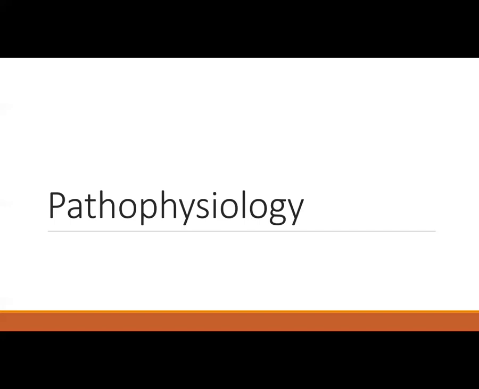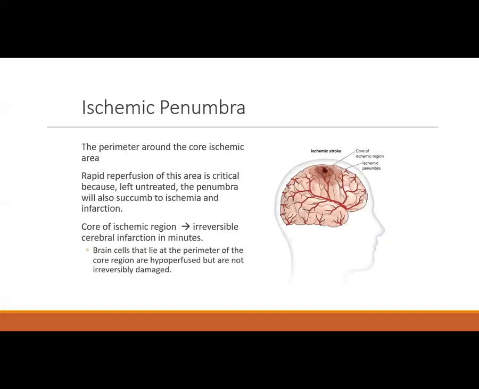We're going to focus on some of our ischemic issues. So for our ischemic penumbra, the penumbra is the perimeter around the core. The perimeter around the core is the ischemic area. Here we've got an ischemic stroke. As you can see, the stroke happened in this area that branches off the middle cerebral artery. You've got the core of the ischemic region, the ischemic penumbra, which is around it, and then the actual ischemic stroke. So what you need is that rapid reperfusion.